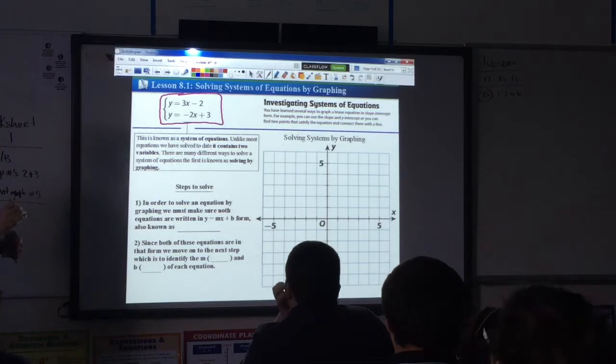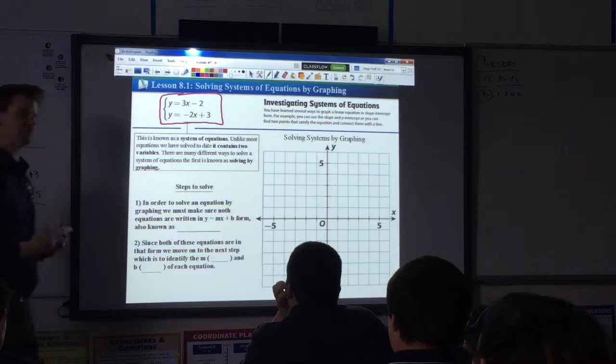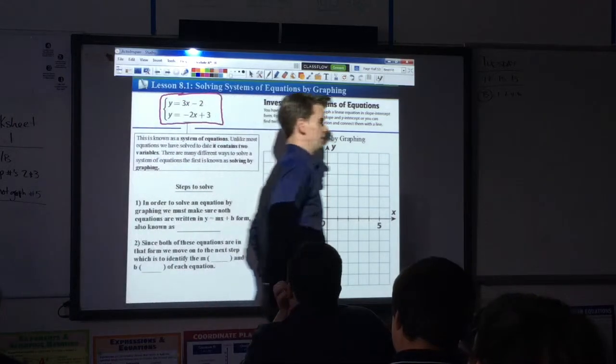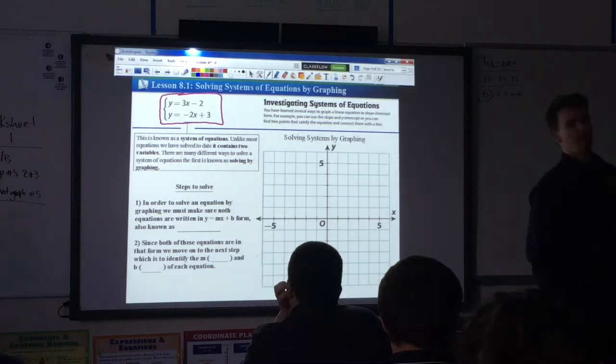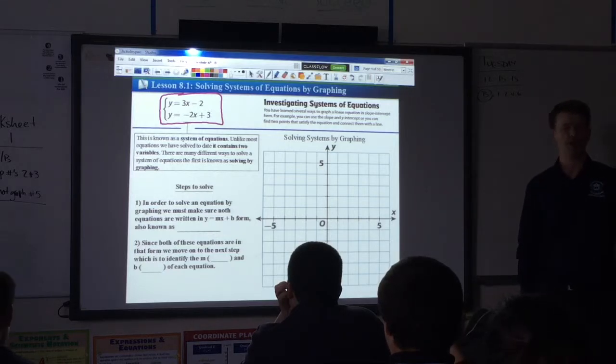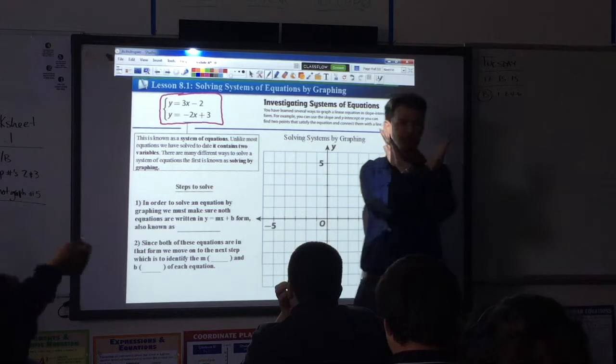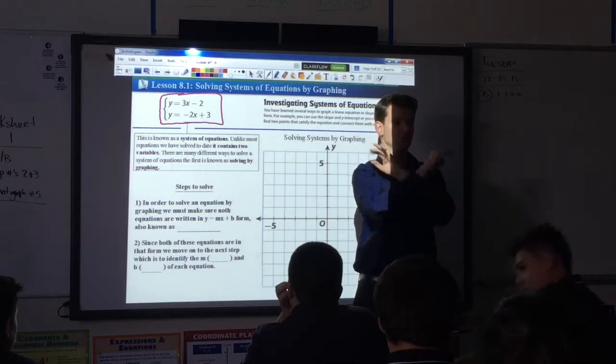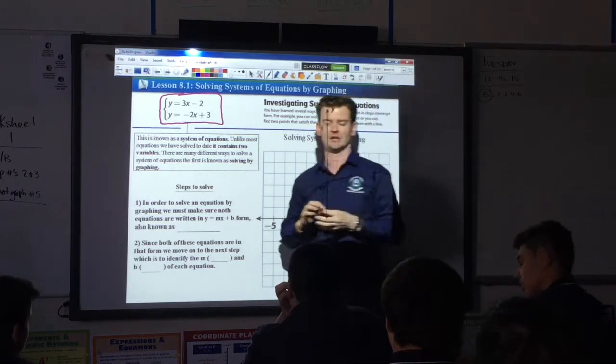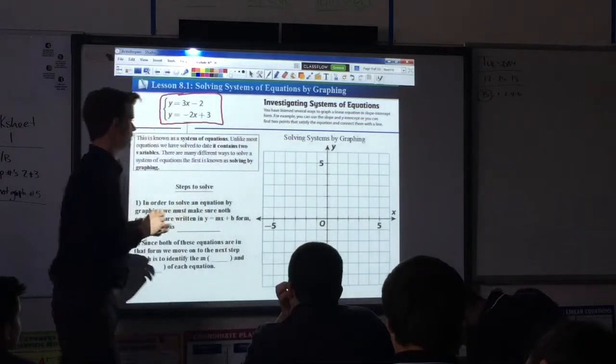Now, in order to solve systems of equations, there's a couple different ways we can do it. The very first way is to solve a system by graphing it. And when we graph a system of equations, the solution is going to be wherever the two lines intersect each other. That means wherever they cross over each other, that coordinate pair, that one specific point, is going to be the solution to that system of equations.